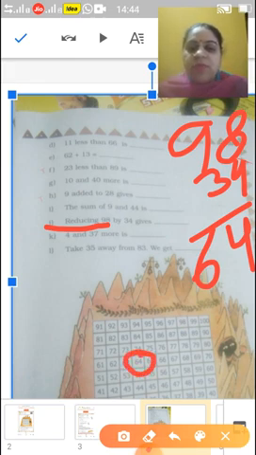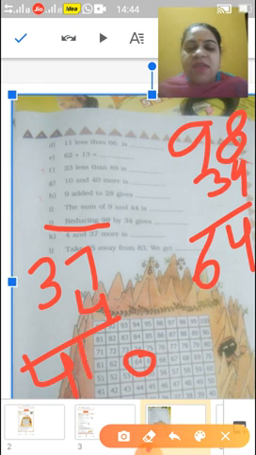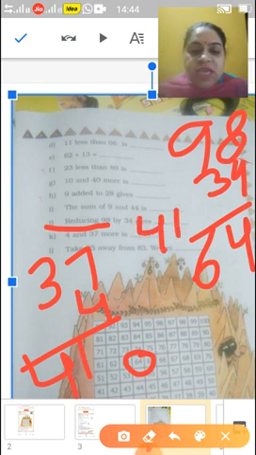Okay, children. 4 and 37 more is, means you will add 4 to 37. So your answer is 37 plus 4. Your answer is 41. So your next room is 41.